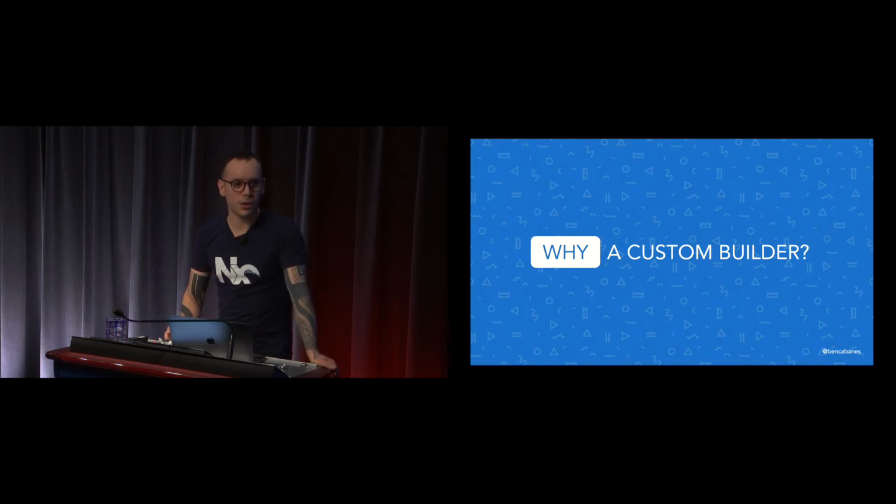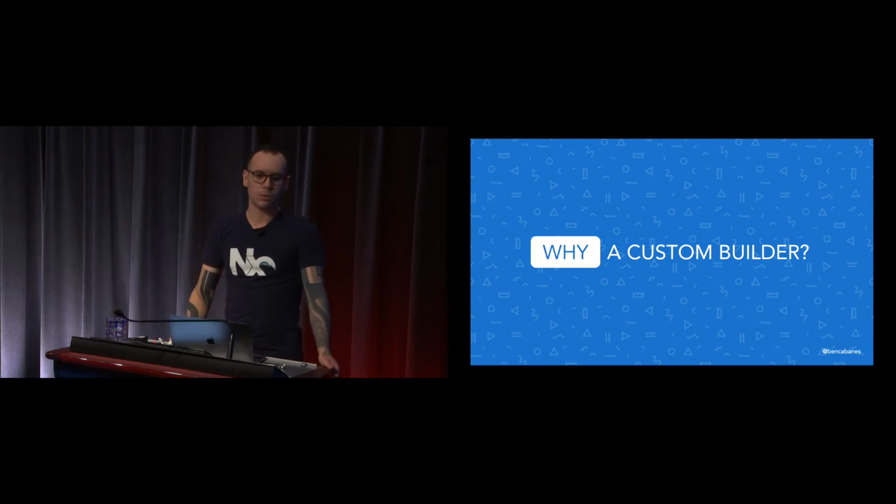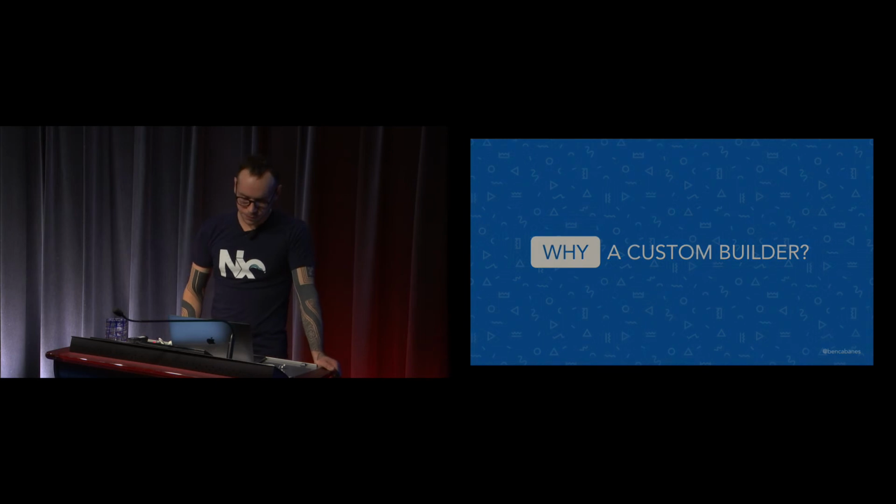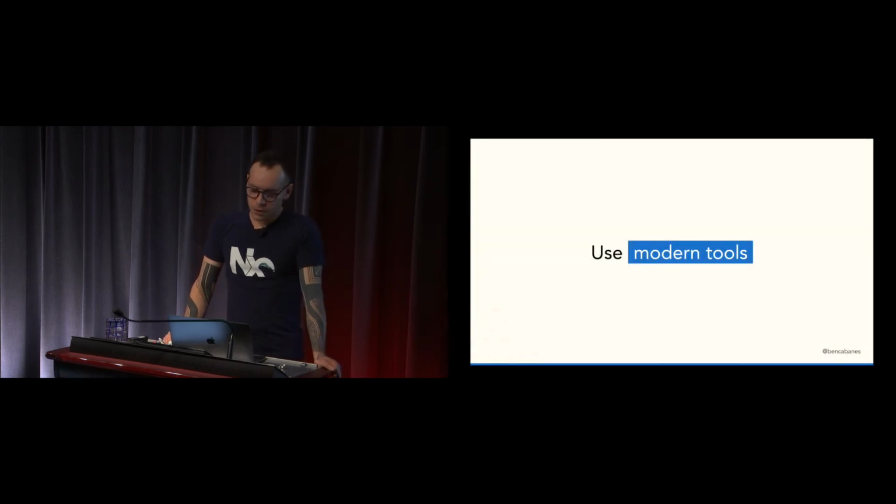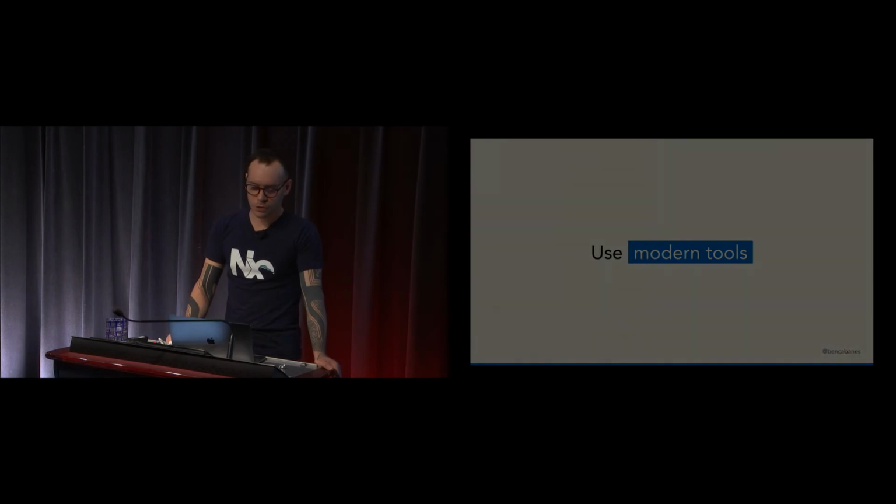So now that we know what a custom builder is and how to implement one, let's see some use cases and why you would create a builder. The Angular CLI comes with Protractor as the default end-to-end test solution and Karma as the unit test runner. But if we want to use Cypress or Jest instead, what do we do? We can create a custom builder.